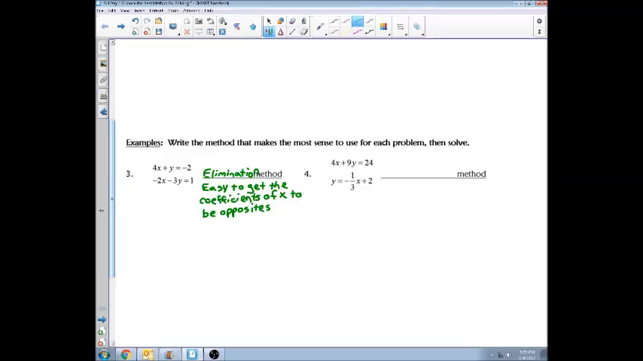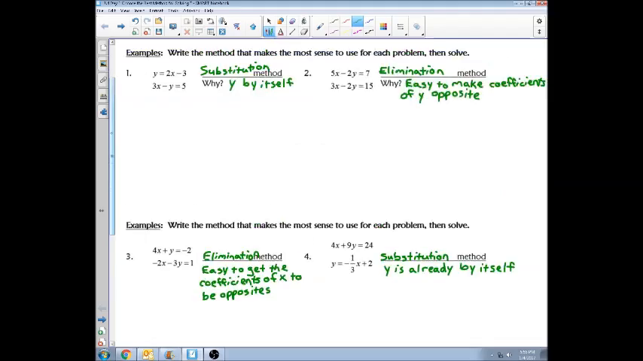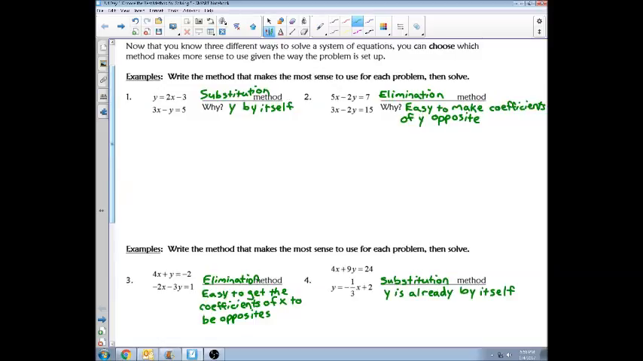Okay? On to the last problem, I have 4x plus 9y equals 24. I have y equals negative 1 over 3x plus 2. Again, I have y by itself, so I'm going to use substitution. The reason why is y is already by itself. All right, now that we've gone through and figured out which method makes the most sense for each problem, let's go ahead and solve the problems.